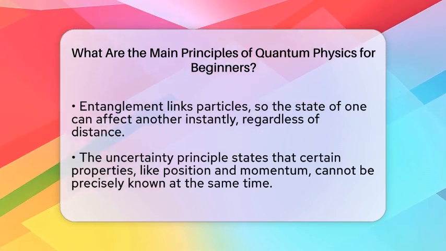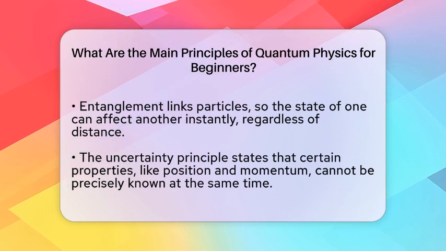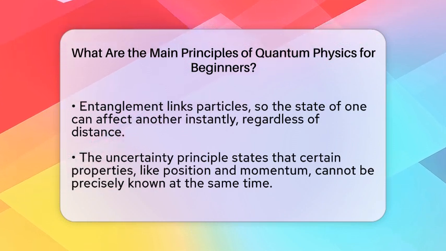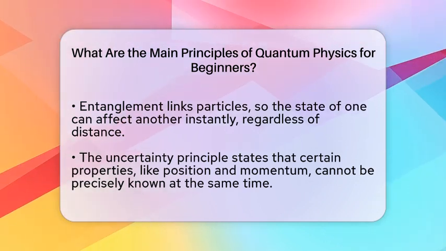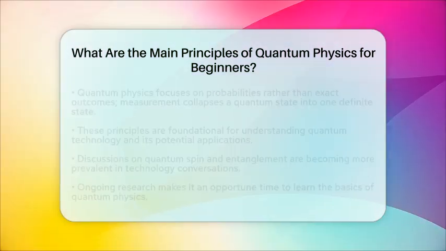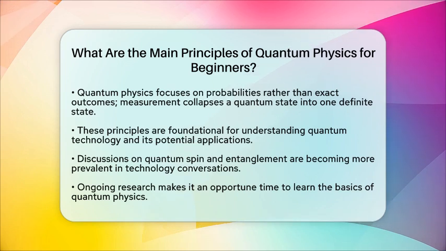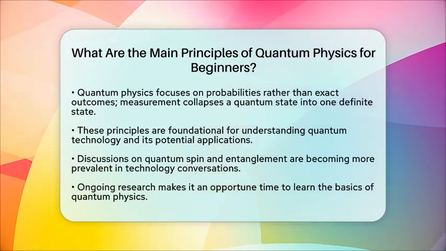The uncertainty principle tells us that certain pairs of properties, like position and momentum, cannot be known with perfect accuracy at the same time. This principle imposes fundamental limits on how precisely we can measure these properties.